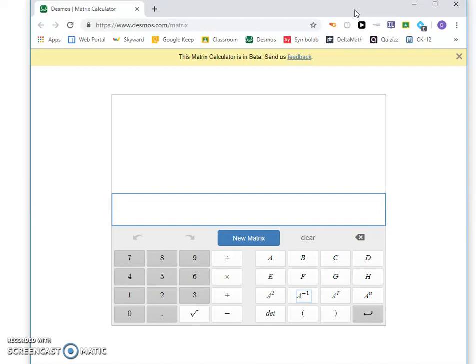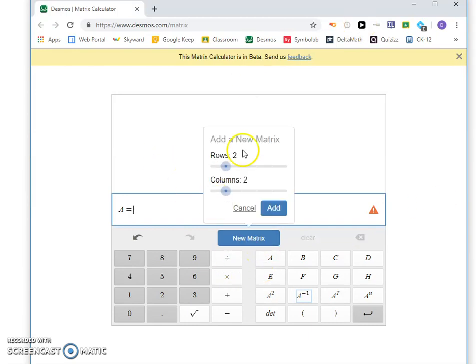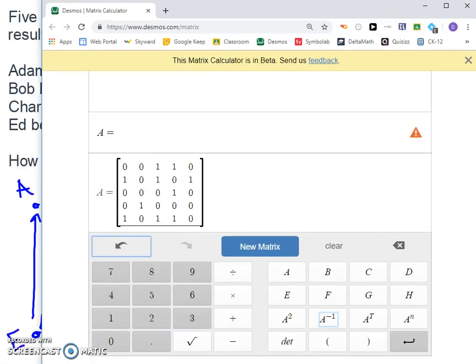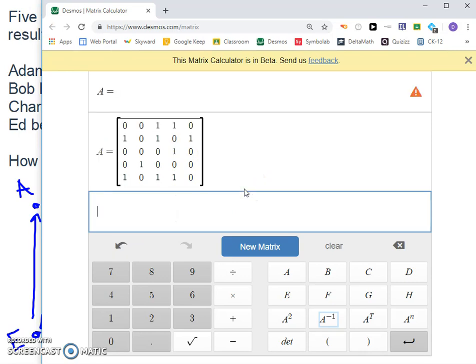What I'm going to do is type in matrix A equals, and then have it set up a 5 by 5 matrix for me. And then I'm going to pause the video and fill that in. Okay, so we're back with that matrix all typed in there. I can press enter and it's stored there.